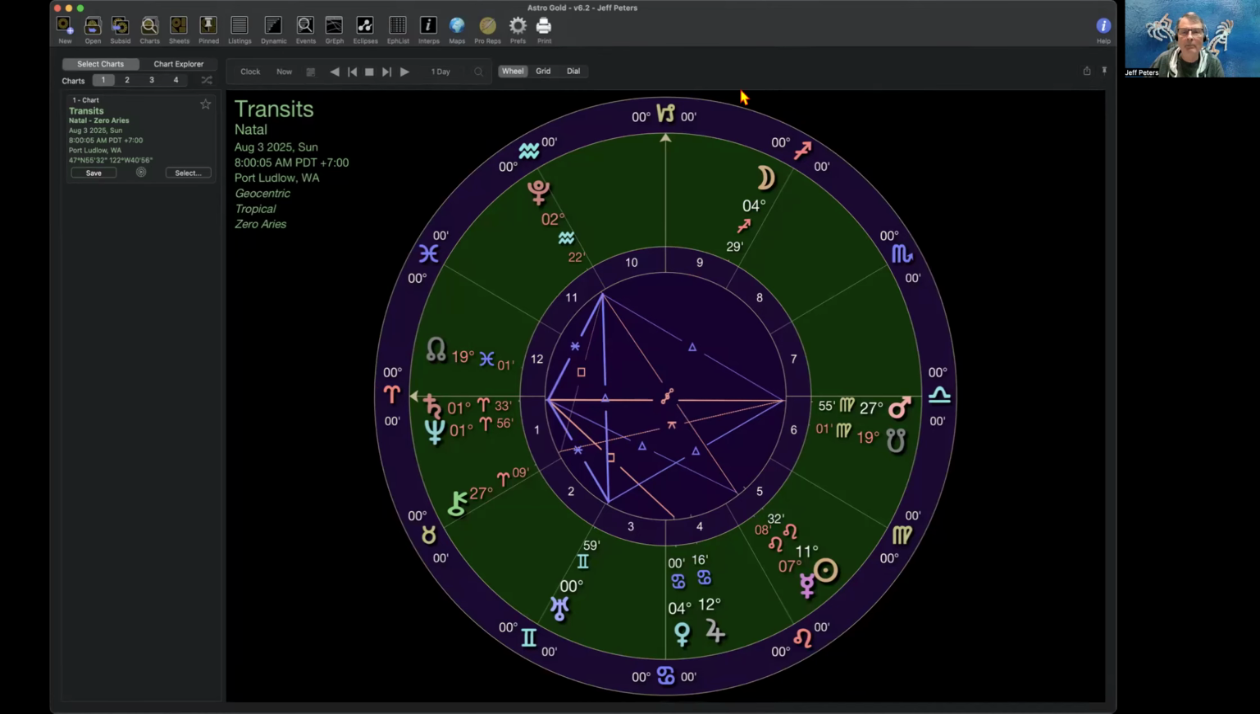Let's investigate a rather unique aspect pattern. The aspect pattern is called a kite. See this blue line? This is a blue grand trine here. Trine aspects mean that those planets are in the same element, in this case, air. And this part here is called a mini trine. It's made up of two sextiles and one of the trine legs.